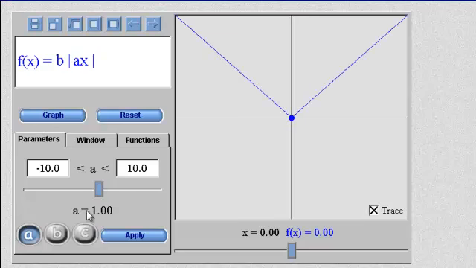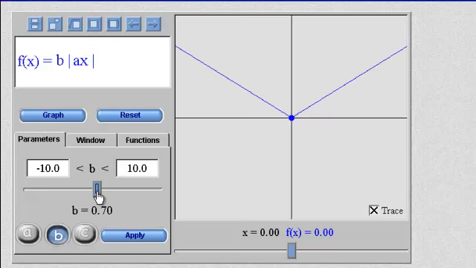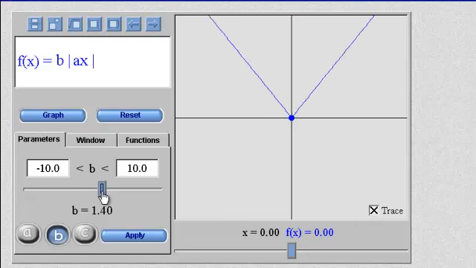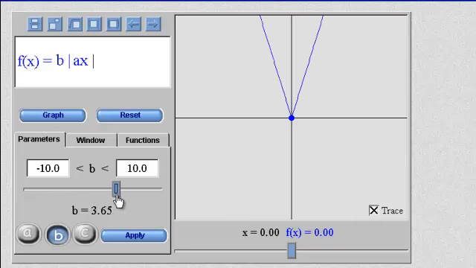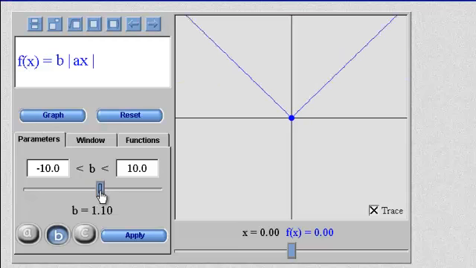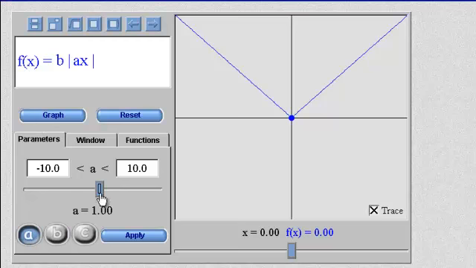Here's my absolute value function. I'm going to look at the B and how he reflects across the x-axis. See him reflect across the x-axis. That's nice. There he is in a vertical stretch as B becomes very large. And as B becomes a fraction less than 1, I have a vertical shrink. So put him back and look at A and see what he does.